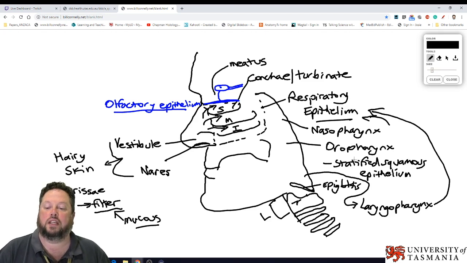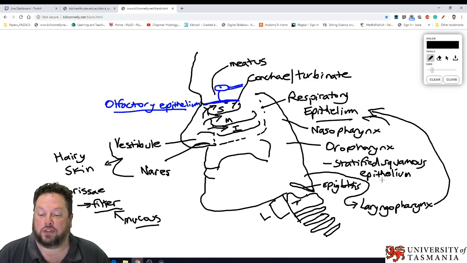So those three regions of the pharynx are the nasopharynx, oropharynx, and laryngopharynx. The nasopharynx and the laryngopharynx are lined by respiratory epithelium. The oropharynx is lined by stratified squamous epithelium, so a protective epithelium there.